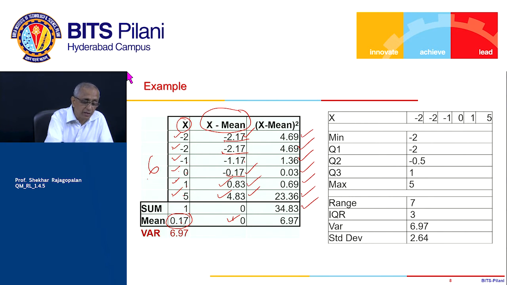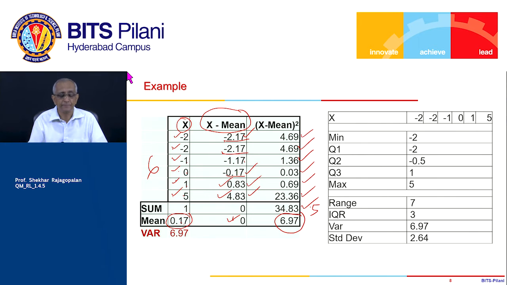There are 6 elements out here, so I must divide this by 5. So 34.83 divided by 5, I get 6.97. And that's what I get here. The variance is 6.97. To compute the standard deviation, I take the square root of 6.97, and I get the standard deviation as 2.64. I've got the variance 6.97 also copied here.